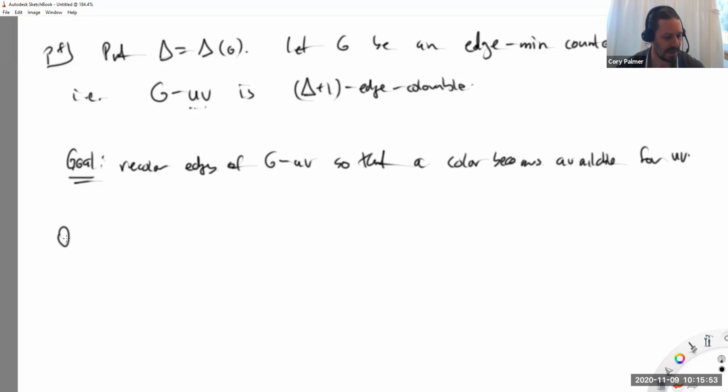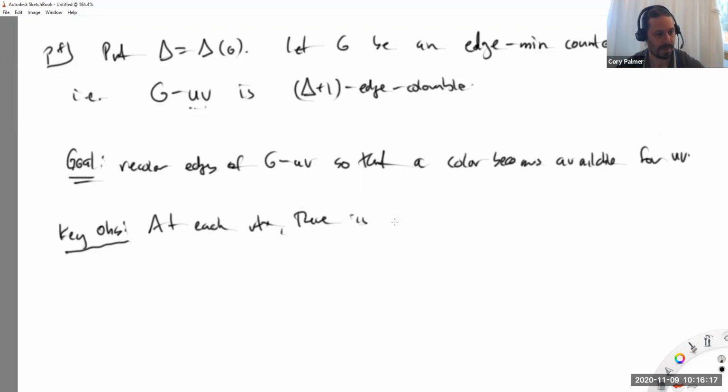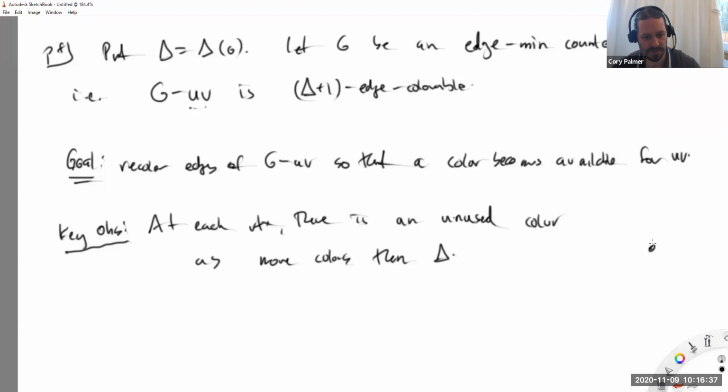There's a super important key observation to the proof here: our palette of colors is delta plus 1, and the max degree is delta. What that means is that at every single vertex, there's a color that doesn't appear. At each vertex there is an unused color, as there are more colors than the maximum degree. There's just one more, but that's fine. If you look at a vertex, say this vertex has maximum degree delta, how many colors can this vertex see? Delta, but there are delta plus 1 colors. So there's definitely a color that's not used on that vertex.